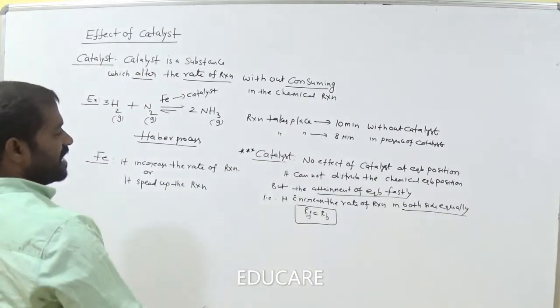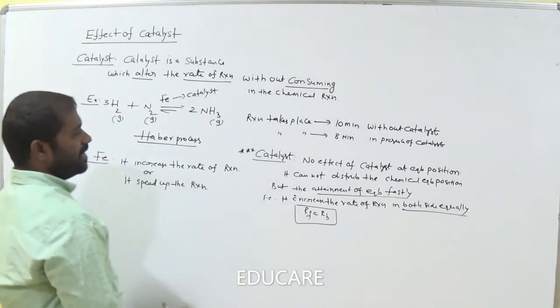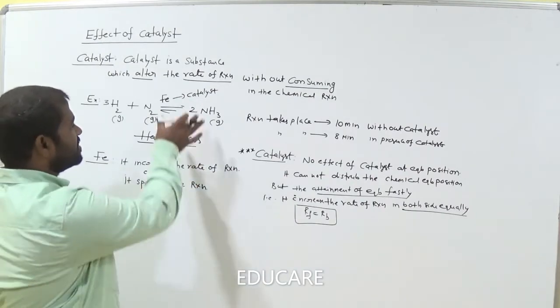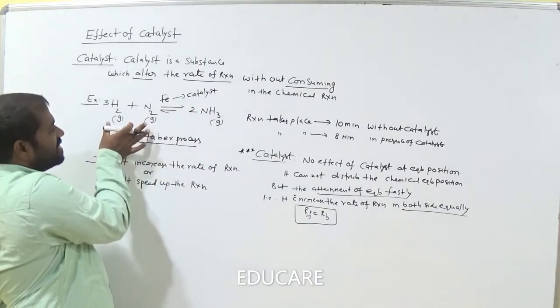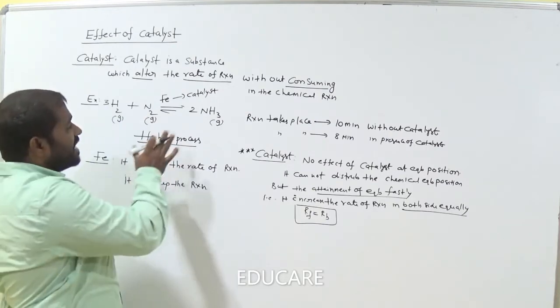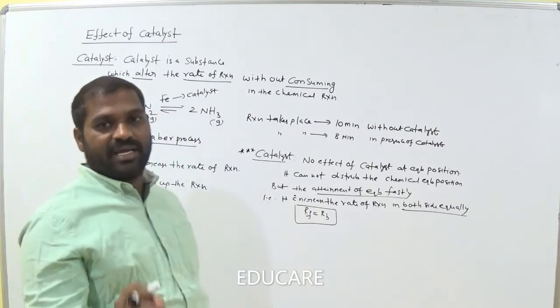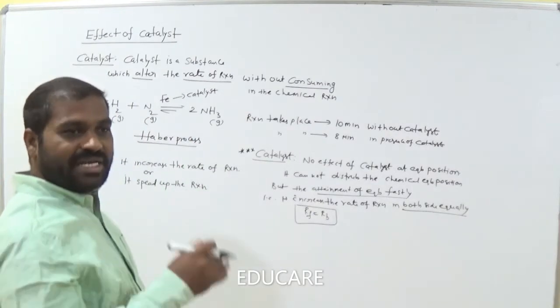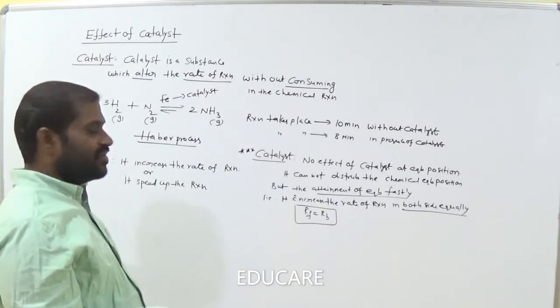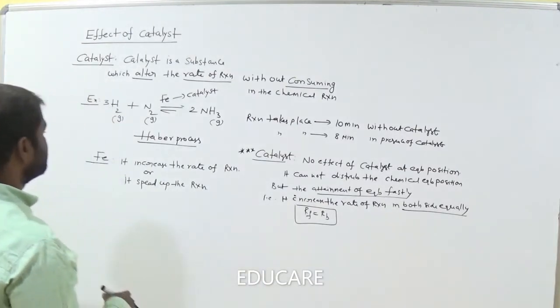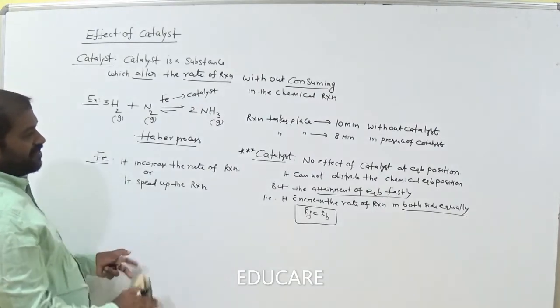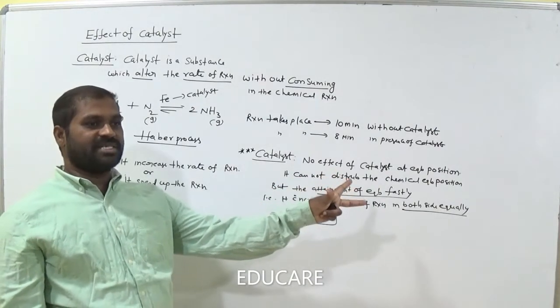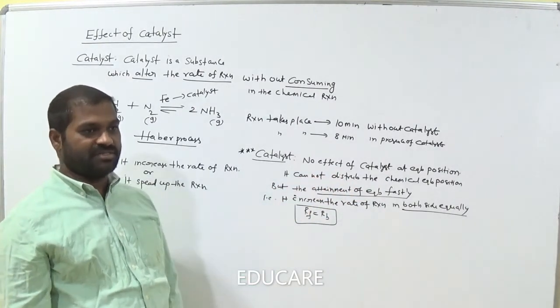Okay. So finally, a catalyst cannot disturb the equilibrium position. Where iron is the catalyst, it doesn't interact with reactants and products chemically. Okay. But it increases the rate of the reaction. Okay, is it clear? Finally, a catalyst cannot disturb the chemical equilibrium position. Okay.